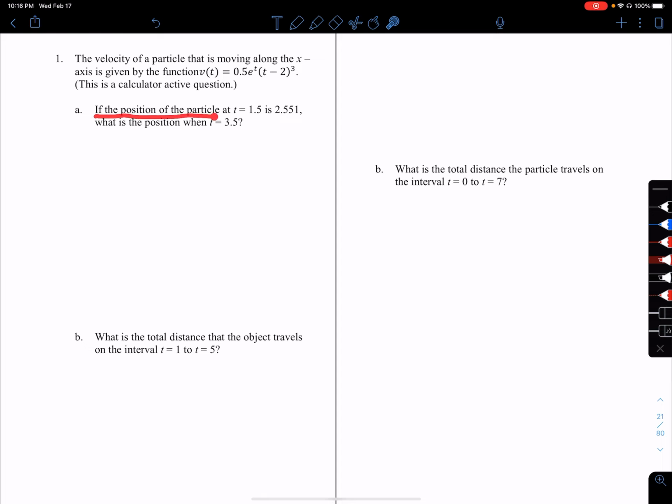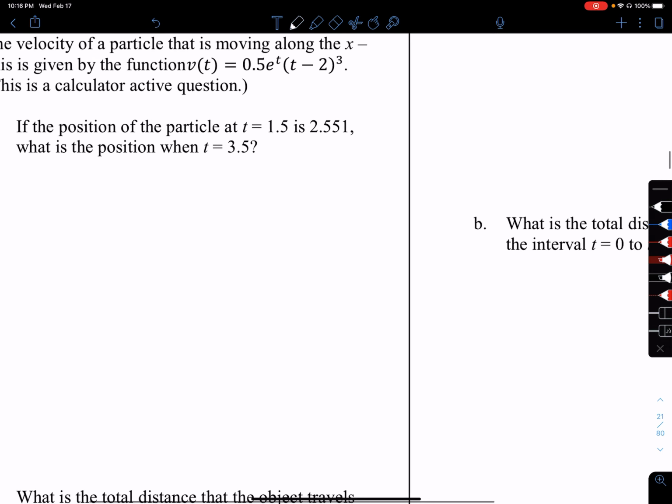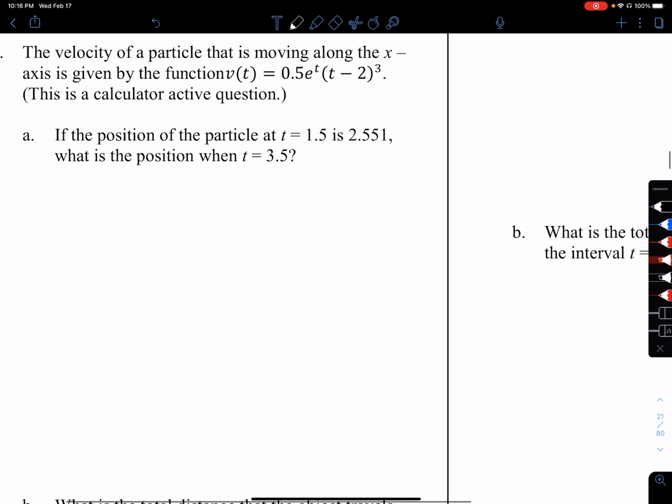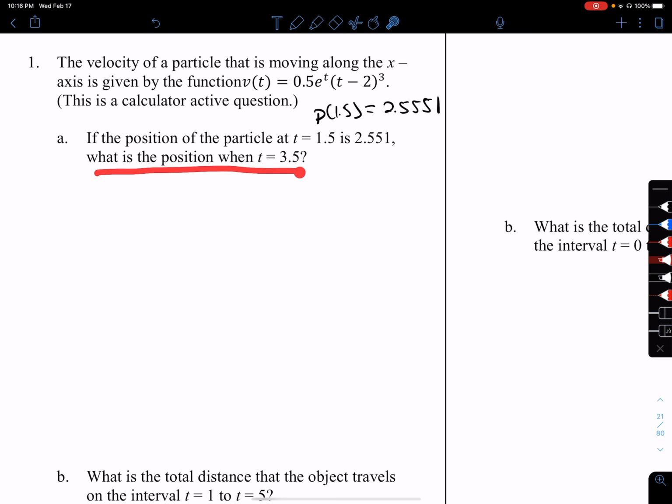If the position of the particle at t equals 1.5 is 2.551, now that's an ordered pair. So I'm going to write that down. I'm going to use p for my position. So the position at 1.5 equals 2.551. What is the position when t equals 3.5? This is asking us to find p of 3.5.